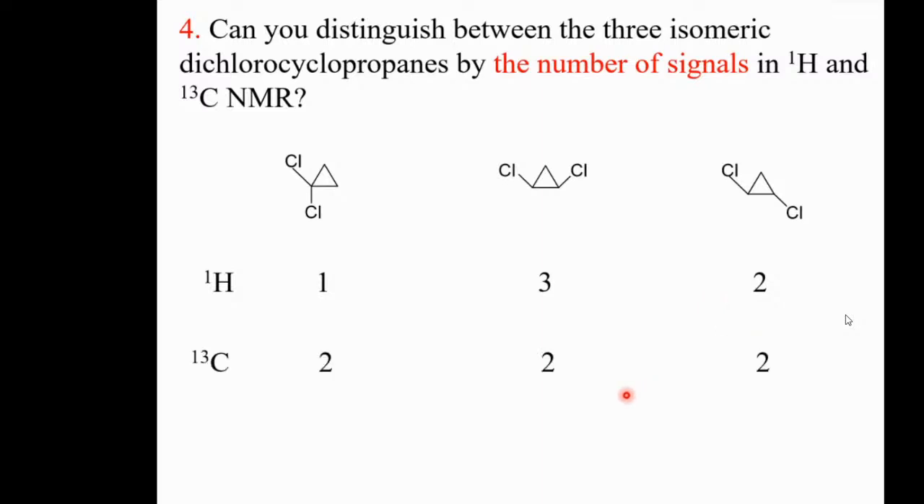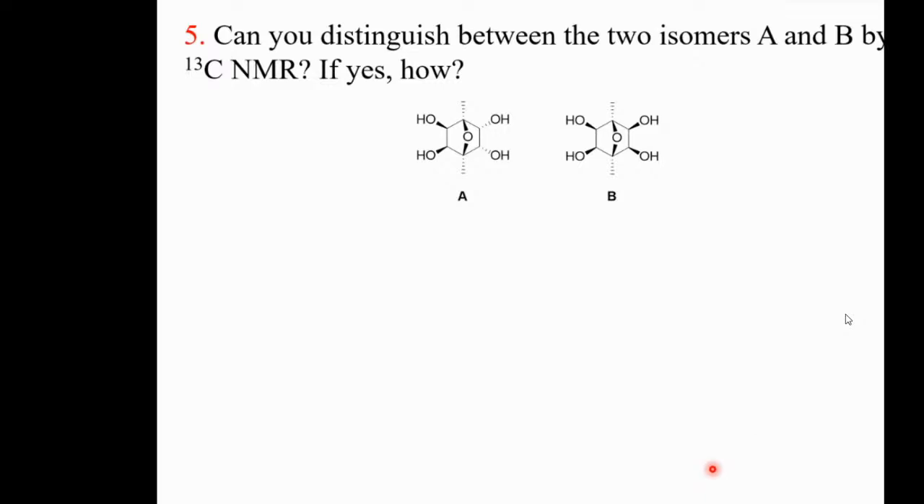Whereas it would be very difficult with carbon-13. You will have identical number of signals, even though chemical shifts will vary in the case of carbon-13. This will have two, one for this and one for this. Again, one for this, one for this, one for this, one for this. So from the number of carbon-13 signals, it would be very difficult to distinguish.